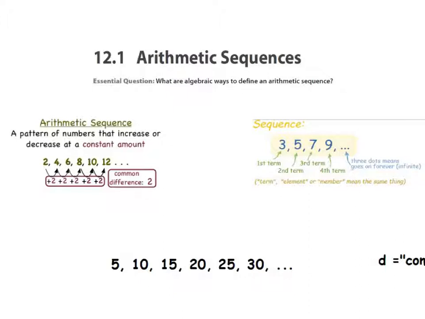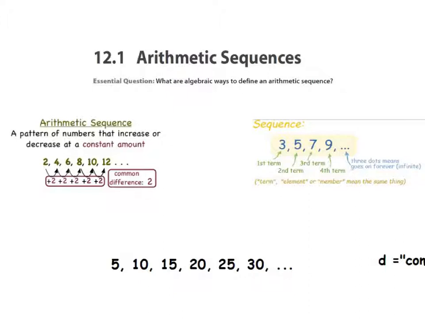Back in Algebra 1, you began learning about sequences, and if you recall, an arithmetic sequence is a pattern of numbers that increase or decrease by a constant amount. It means we're adding the same amount. So if we start with the number 2, we add 2 to get 4, add 2 to get 6, add 2 to get 8, and so forth. We're adding the same amount every time. And we have a name for that. We call it the common difference.